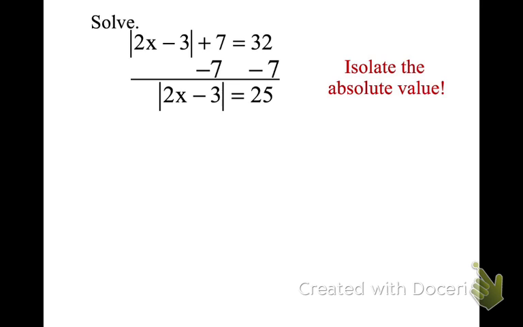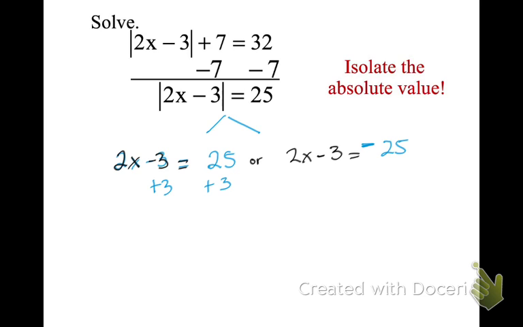Now I'm ready to branch. So I branch it out: 2x minus 3 equals positive 25, or 2x minus 3 equals negative 25. To lose the absolute value, we set it equal to the positive or the negative. And then we just solve it.